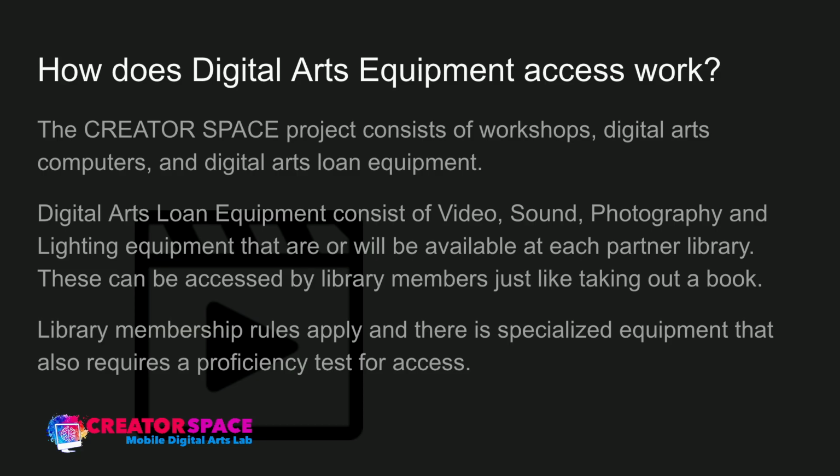So the next thing: how does digital arts equipment access work? If you're joining us for the first time, or if you've joined us for the 100th time over the last couple of years, the Creator Space project consists of workshops, digital arts computers, and digital arts loan equipment. The digital arts loan equipment consists of video, sound, photography, and lighting equipment. It's all available at each partner library, with different kits and different options. But the 360 cameras are available at all three libraries, all the same kits. All you need is a library membership at one of the three libraries to access that equipment.